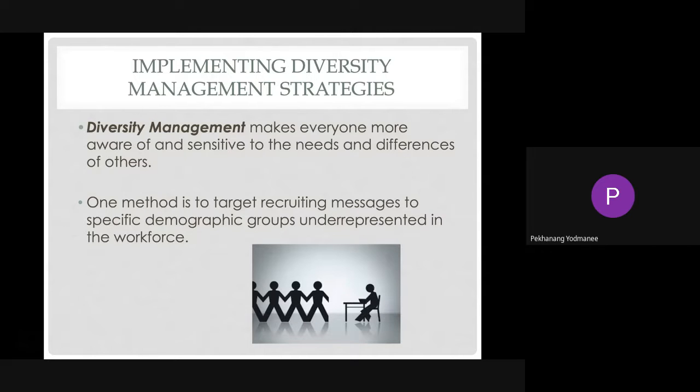Implementing diversity management strategies. The first one, diversity management, makes everyone more aware of and sensitive to the needs and differences of others. One method is to target recruiting efforts to specific demographic groups underrepresented in the workplace.